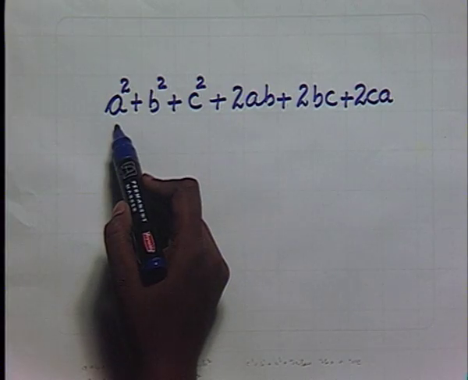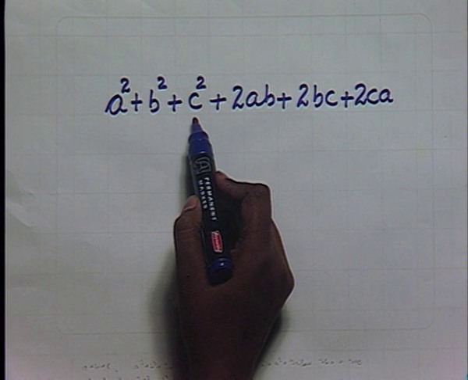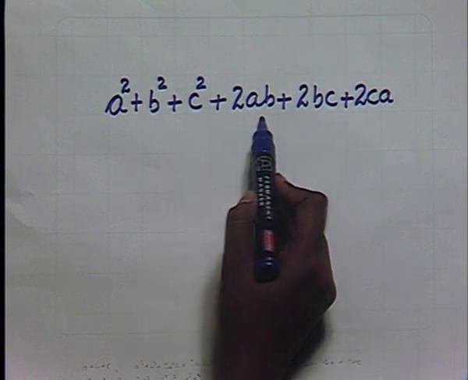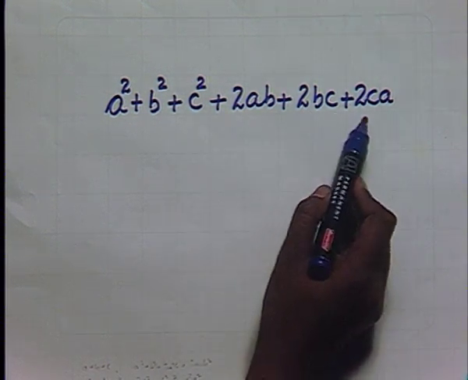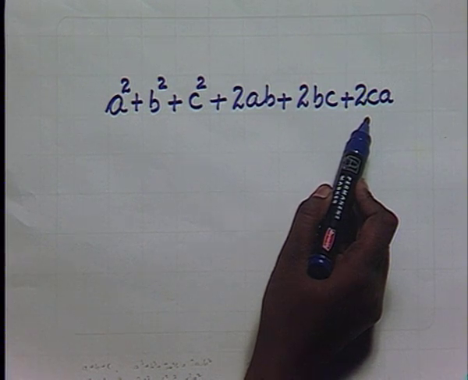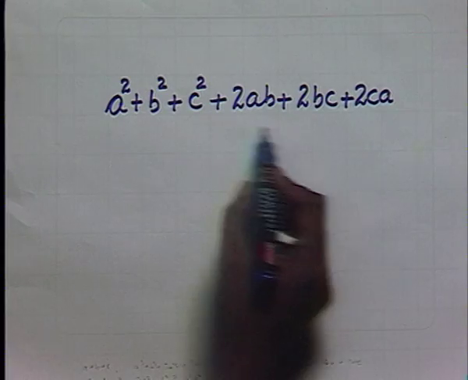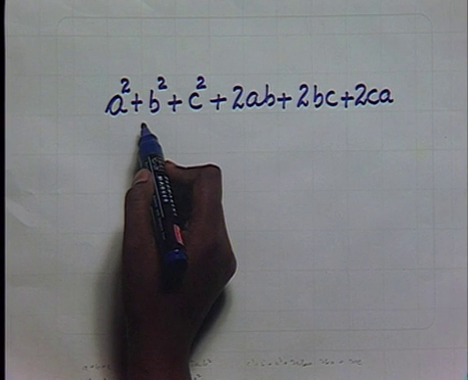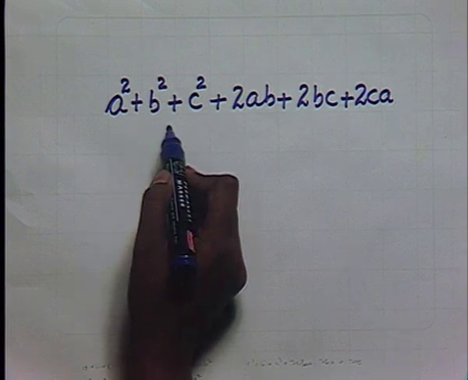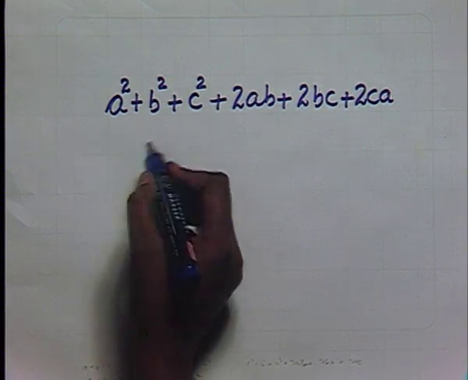Numbers. In mathematics, you must have come across expressions like this: a square plus b square plus c square plus 2ab plus 2bc plus 2ca. What will happen if we interchange, say, any two letters in this expression? Let us see. Let us interchange a and c in this expression and see what happens.